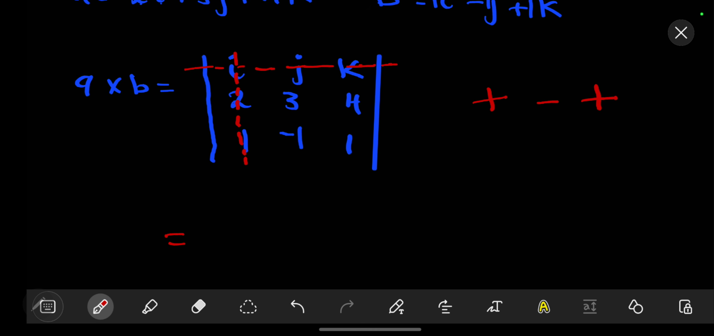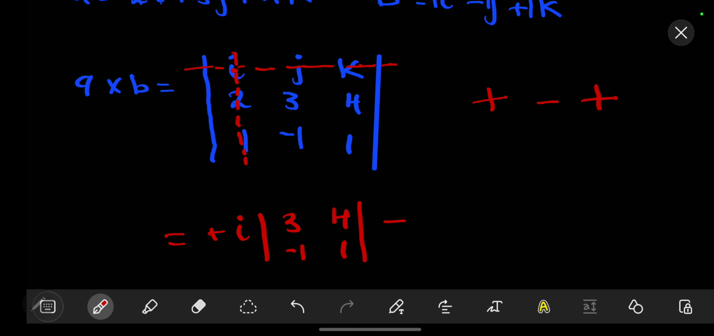So after doing that, we are going to look at where they meet. These two lines where I've drawn, they meet at I. Since we are going to begin with a positive, it will be positive I. Then you are going to write, what numbers am I remaining with? The numbers that you're remaining with are just 3, 4, -1, and 1. So you're going to write your 3, 4, -1, and 1. Then you move to negative, which is here.